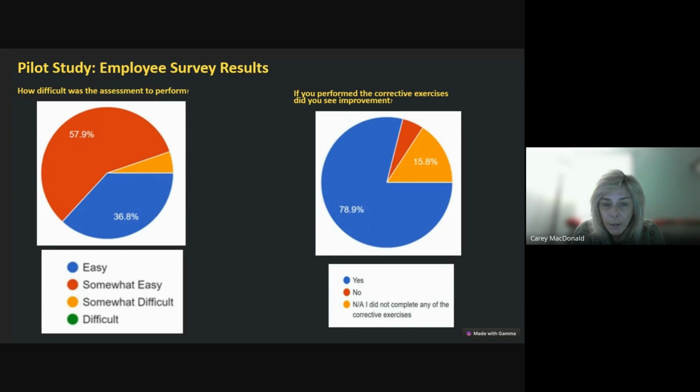So yes, a whopping majority of almost 79% said that if they did the exercises, they did see an improvement and they felt better. Where, what was it? 16% just said NA, or they didn't complete the exercises. So you're going to get that regardless. So we thought that was another good example of how they felt about performing the movement screen.